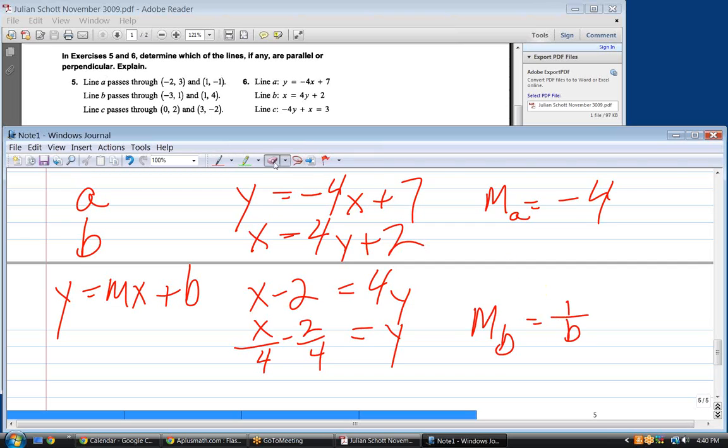Okay, 1/4, not 1 over B. 1/4. What is that relative to line A? Is that either parallel or perpendicular? Perpendicular. Yes, it is. Now let's look at line C.